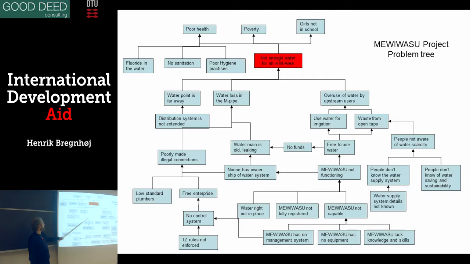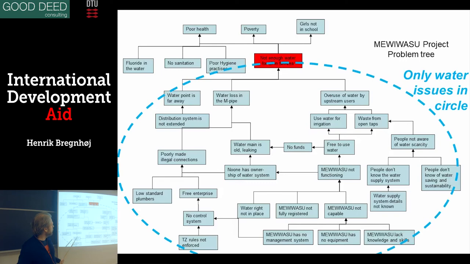Why is the loss in the pipe here? It's because the distribution system is old, it's leaking, it's not extended as much as it should be. It's old and leaking because no one feels ownership. Because the organization is not functioning, and so on, and so on. So there are a lot of sub reasons here.